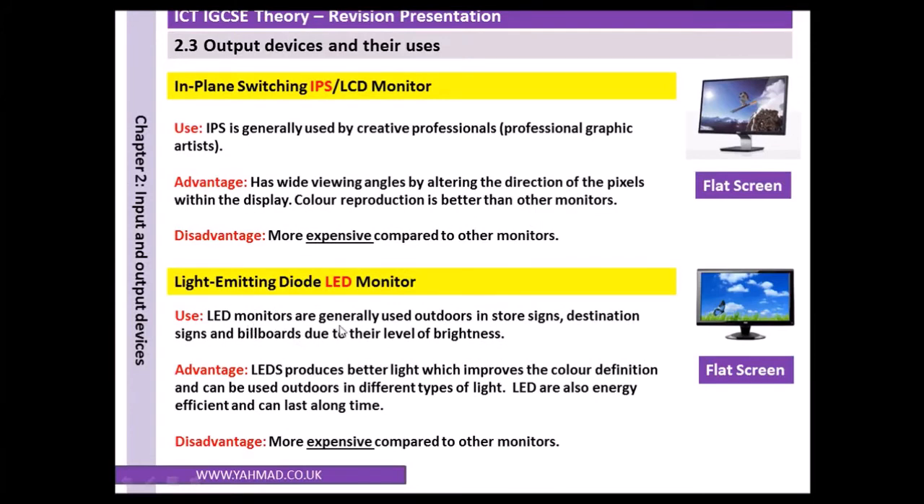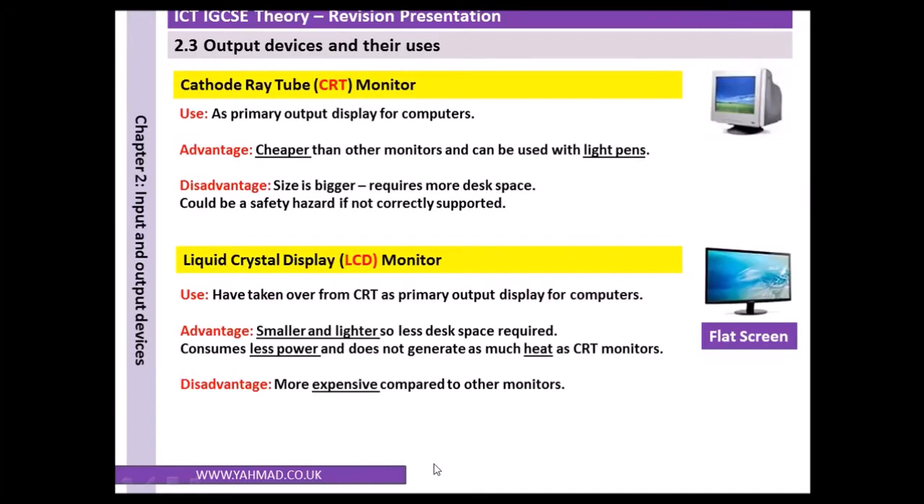You've got LED monitors, which are generally used outdoors, in store signs, destination signs and billboards due to their level of brightness. So the advantage being the brightness levels, which improves the color definition, can be used outdoors in different types of light. Okay. LED are also energy efficient and can last a long time. So again, it will be more expensive compared to, for example, the CRT monitor.